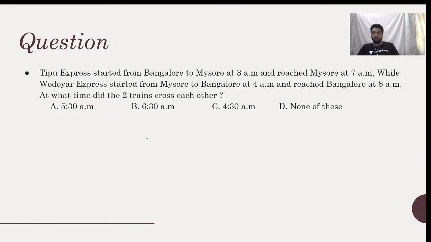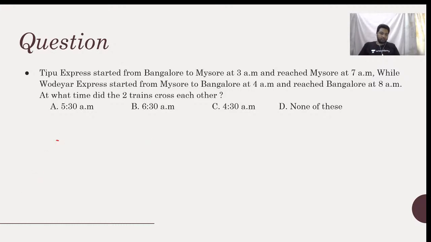Now, let us take a look at this question. He says, Tippu Express started from Bangalore to Mysore at 3 a.m. and reached Mysore at 7 a.m. While Wodeyar Express started from Mysore to Bangalore at 4 a.m. and reached Bangalore at 8 a.m. At what time did the two trains cross each other?